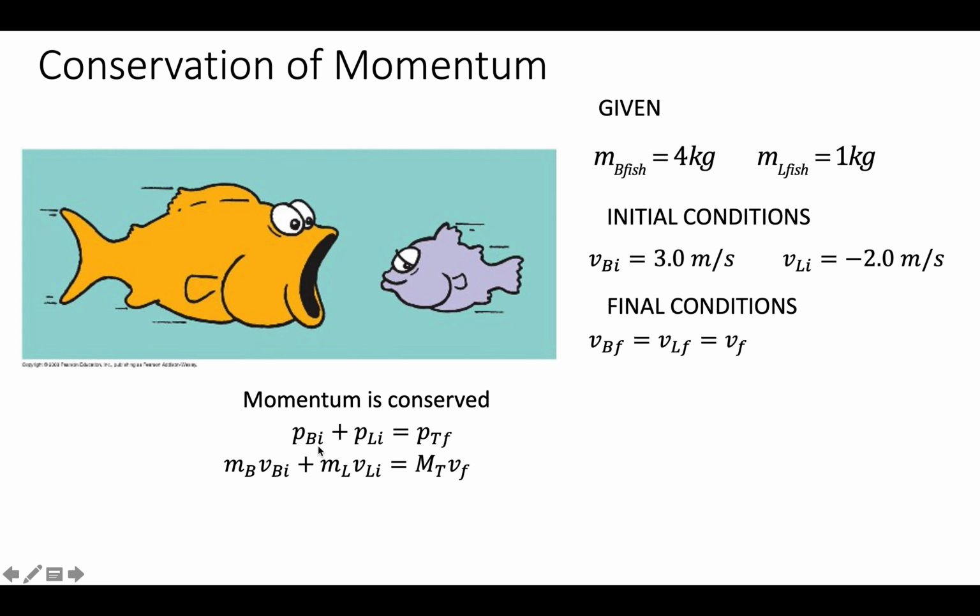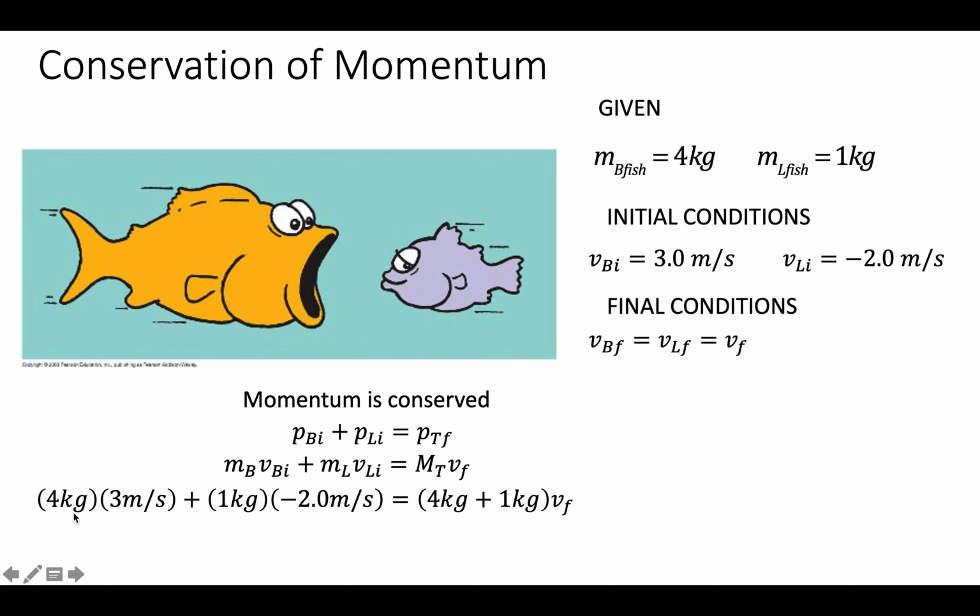We can write the momentum as mass times velocity. So this is the mass of the big fish times the velocity of the big fish initially. And if I add to it the mass of the little fish times the velocity of the little fish initially, that has to equal the total mass, because they are now stuck together after the collision, times the velocity.